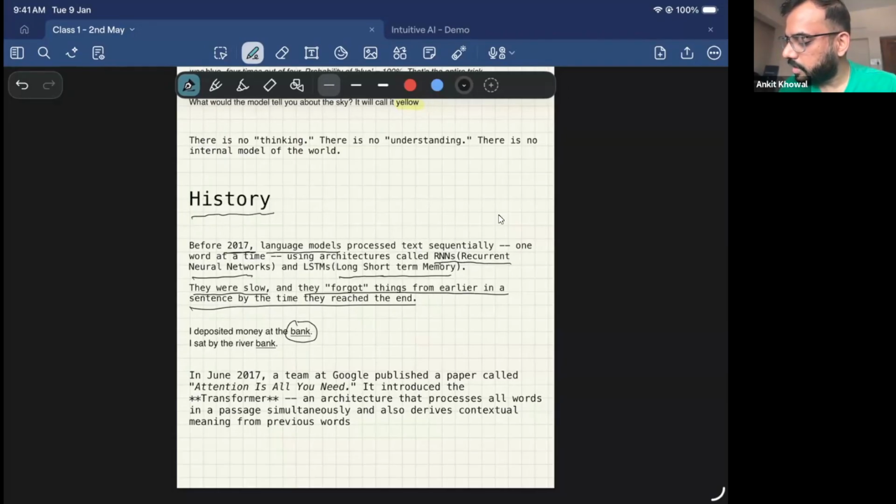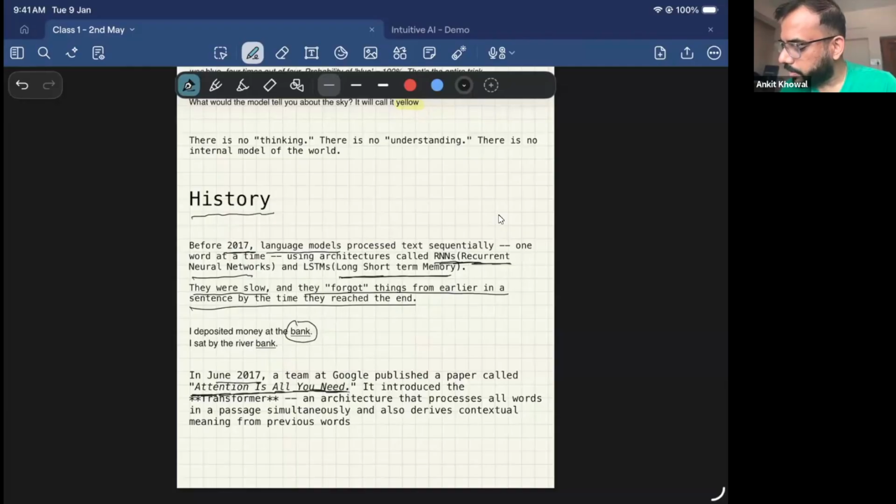These were the architectures used, like recurrent neural networks and long short-term memory. In June 2017, a team at Google published a paper called Attention is All You Need. This is also very famous. You will get it everywhere once you type in that you want to learn about LLMs. The first thing that you will get is this paper by Google, Attention is All You Need.